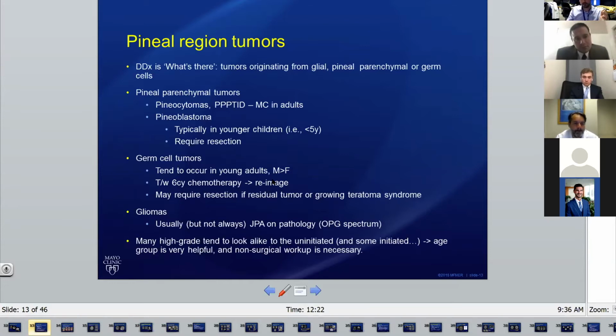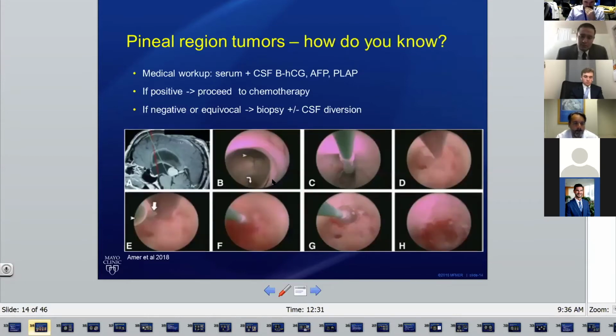So the workup really hinges on the demographic information of the patient, as well as some lab work that you get beforehand. So if I tell you all these look alike, this is what you have to do if you are evaluating a patient with a pineal region tumor. You start with a medical workup. And the idea is to determine whether or not this is a germ cell tumor that might respond to chemotherapy.